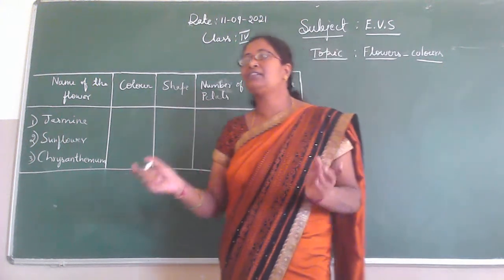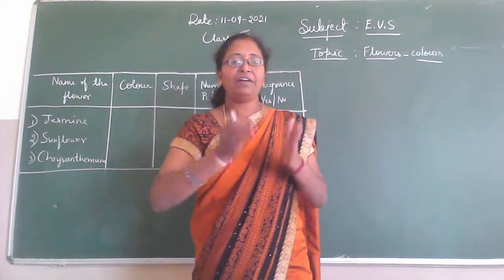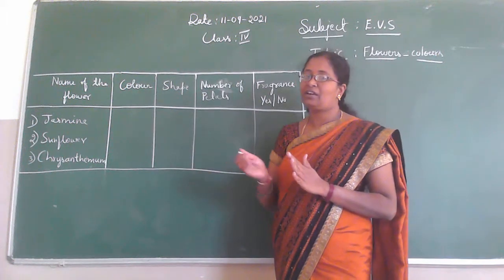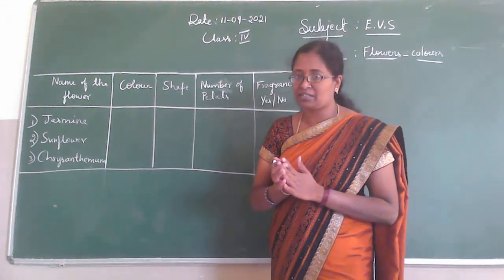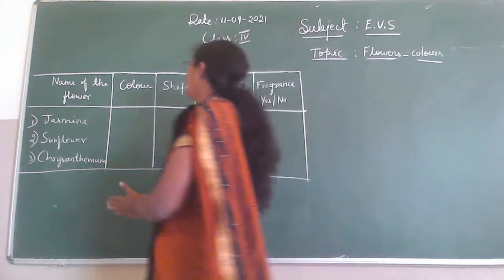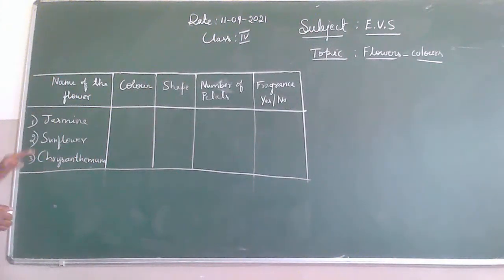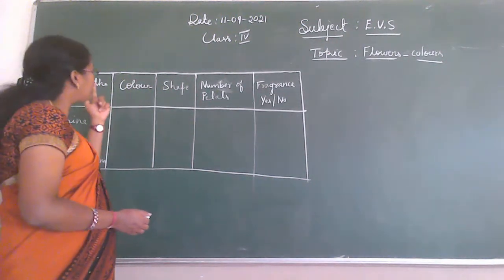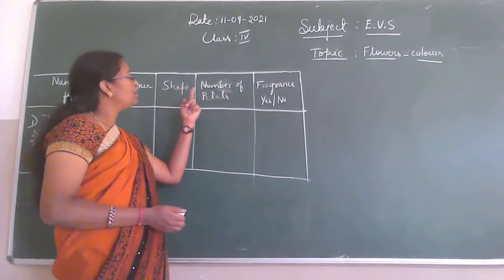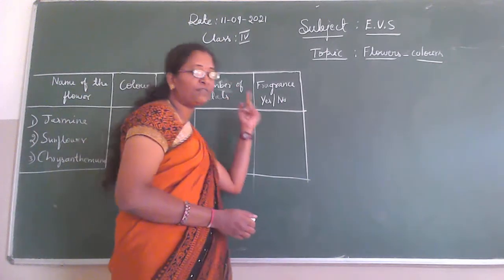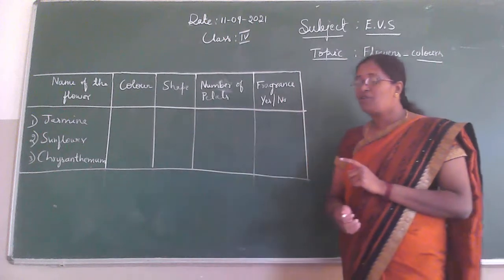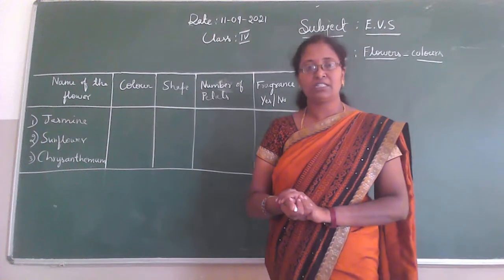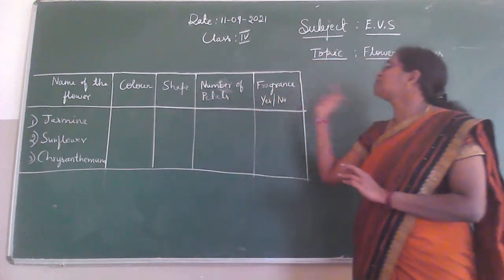So children, collect different flowers in your locality and observe them carefully. They are classified and grouped based on some characteristics. I am going to take three types of flowers: jasmine, sunflower, and chrysanthemum. We see they have different colors, different shapes, different numbers of petals, and different fragrance. Some flowers have a good fragrance, some don't have any fragrance. So these are the characteristics of the flowers.